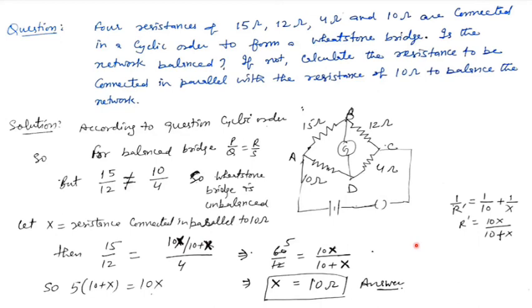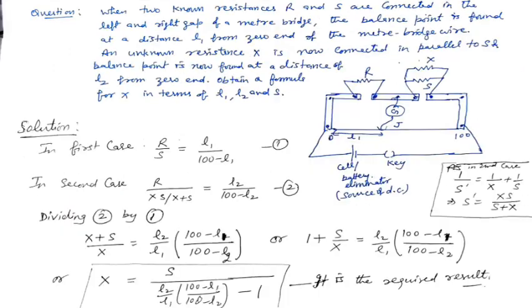You have to be very clear about the things. Basically, you should know this formula for the balanced bridge, that is P upon Q equals R upon S. This formula should be known to you. Similarly, one more question is there.